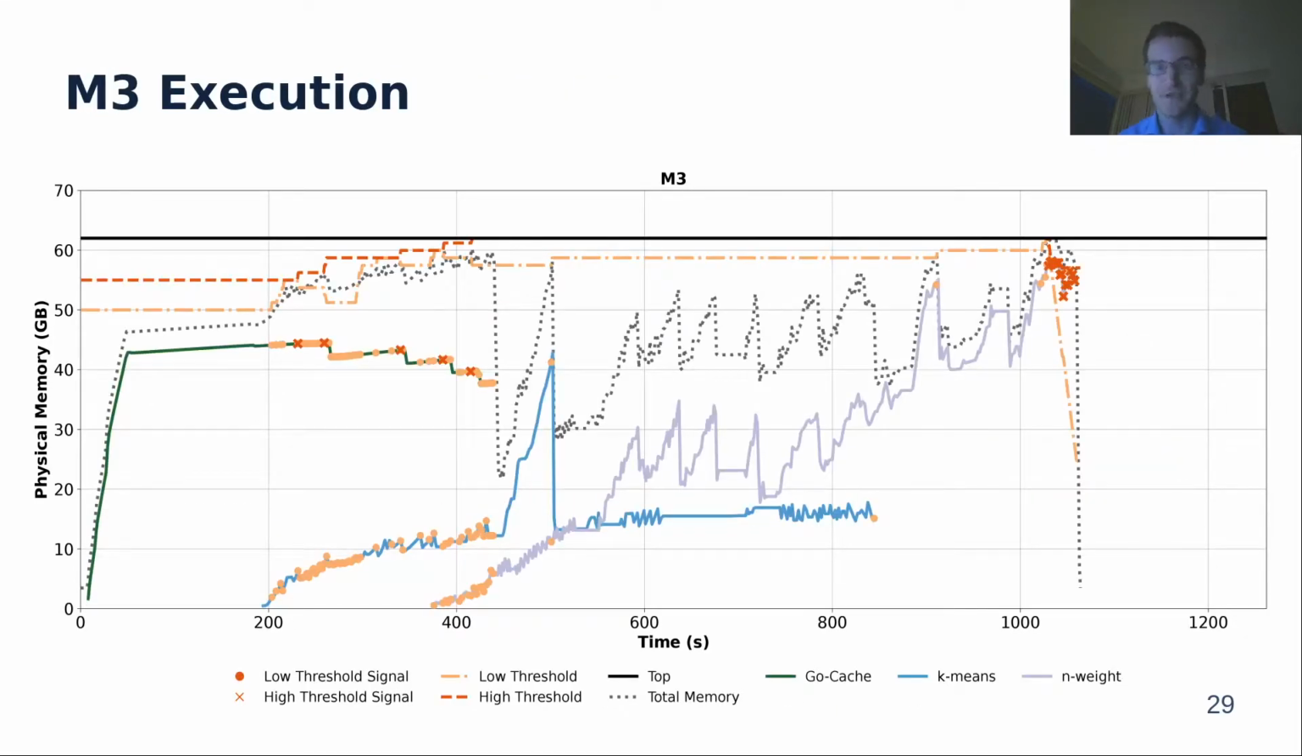Now, let's look at M3. This figure adds in the parts of the monitor. The top is shown as a solid line at the physical memory limit, while the thresholds are shown as the dashed lines. The orange dots signify that applications are receiving a low threshold signal, while an X signifies a high threshold signal.